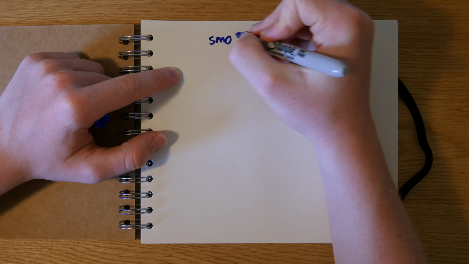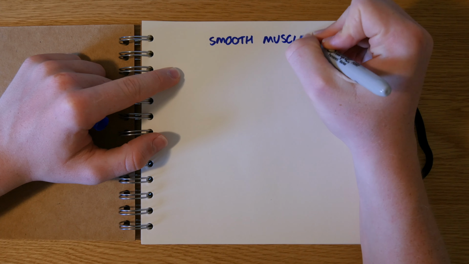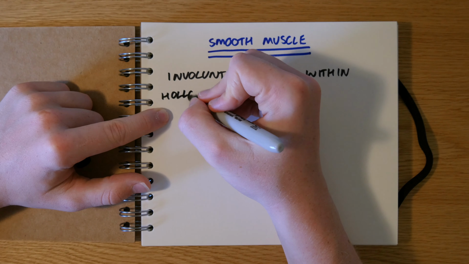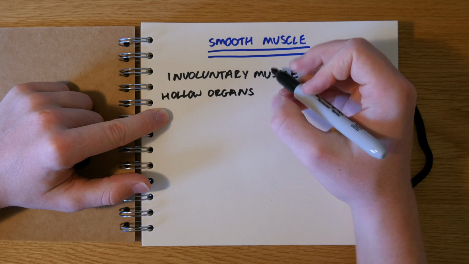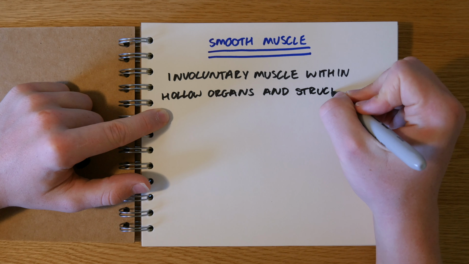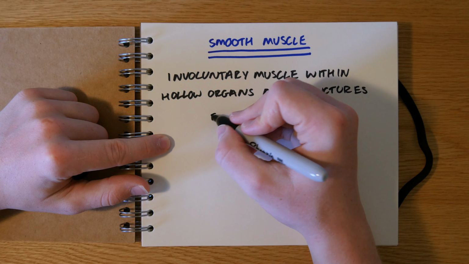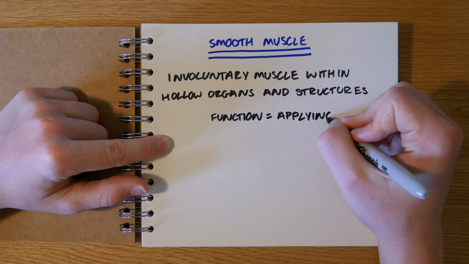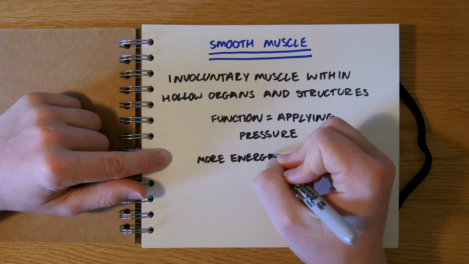All smooth muscle is involuntary and found within hollow organs and other structures such as the esophagus, stomach, intestines, bronchi, uterus, urethra, bladder, blood vessels, and erector pili muscles in the skin. Its principal function is to apply pressure to vessels, though it is far more energy efficient than skeletal muscle.